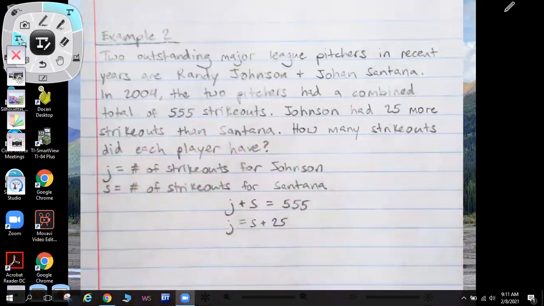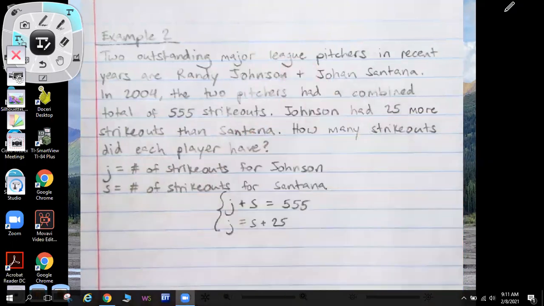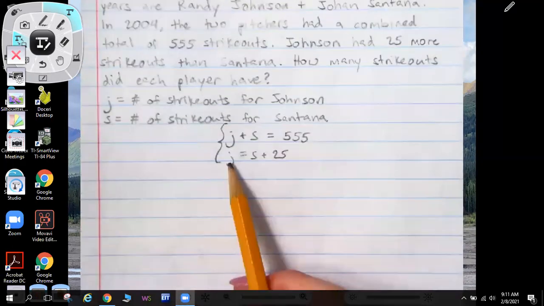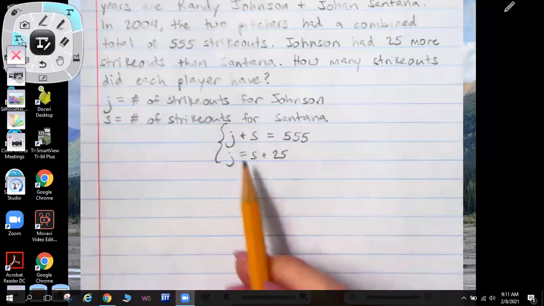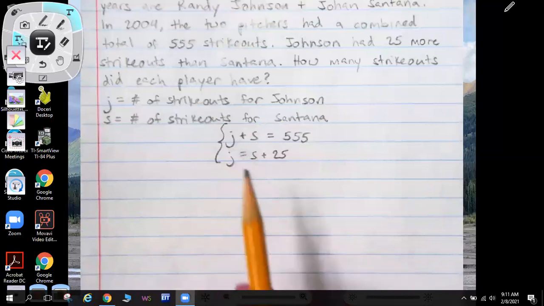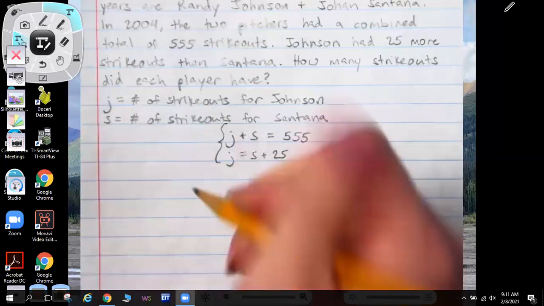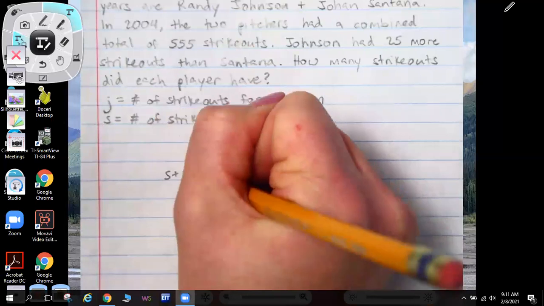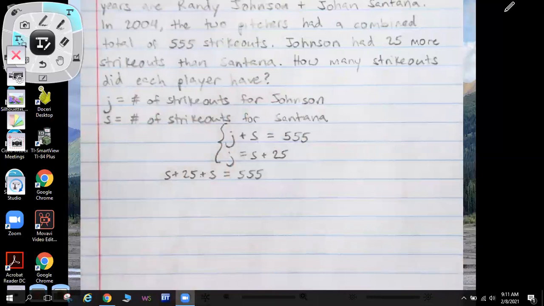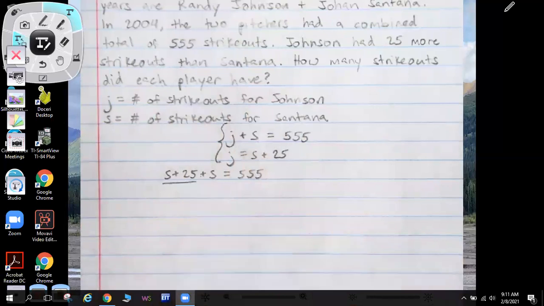Okay, so we've got the same thing here as in example 1. We have a system of equations. We just need to solve the system. So this second equation is solved for J. In the first equation, I'm going to replace J with what I know J is equal to, which is S plus 25. So instead of J plus S, I have S plus 25 plus S equals 555. I just took the first equation, but I plugged in S plus 25 instead of J.